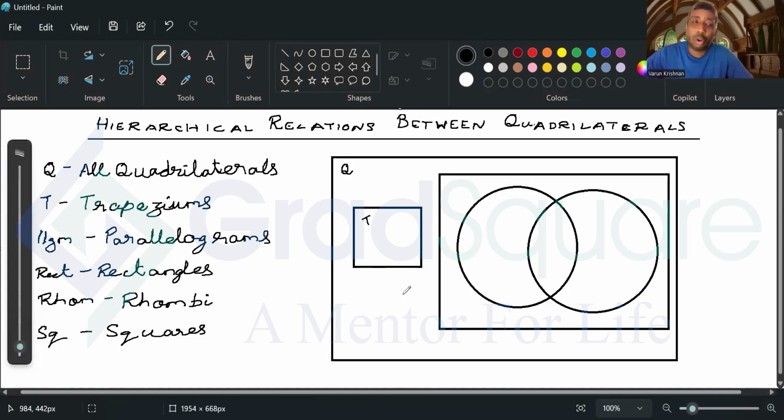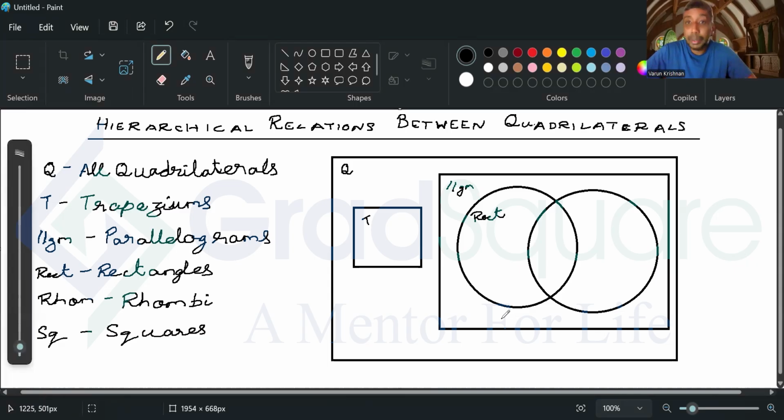Now, there's a separate set of quadrilaterals, which is the set of parallelograms, in which both pairs of opposite sides are parallel. Let me write this properly. Parallelograms. So this entire rectangle is the set of parallelograms in which both pairs of opposite sides are parallel to each other. Now, within parallelograms, there are some special types in which all the angles will be equal to 90 degrees, and the diagonals are also of the same length. Those kinds of parallelograms are called rectangles. So the set of rectangles is a subset of the set of parallelograms. Rectangles are special types of parallelograms in which all the angles are equal to 90 degrees and diagonals are equal.